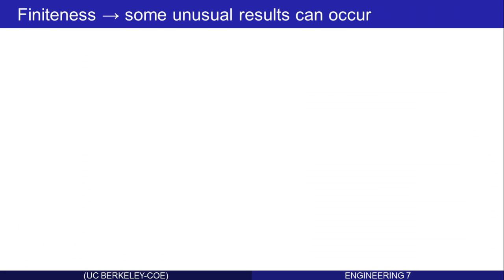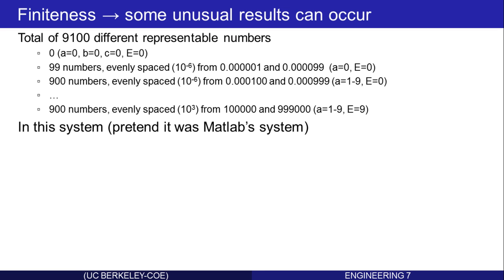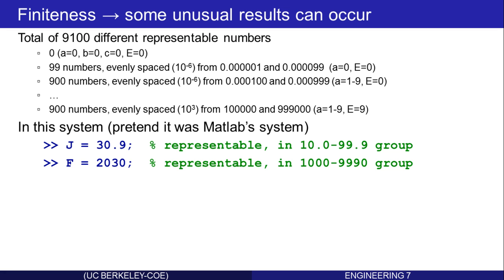Even with the restriction that the result of a single mathematical operation should be the representable number closest to the true answer, finiteness can cause some unusual results to occur. Let's think about this using the 3-digit floating point example that we've been working on. Let's pretend this is a MATLAB system, so I can type MATLAB commands. Assign J = 30.9. That's fine because 30.9 is representable. Assign F = 2030. That's fine because that's representable.